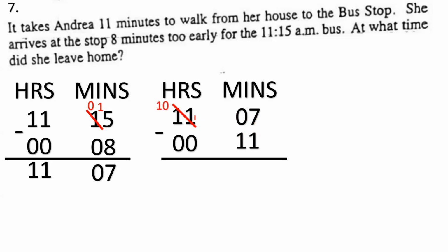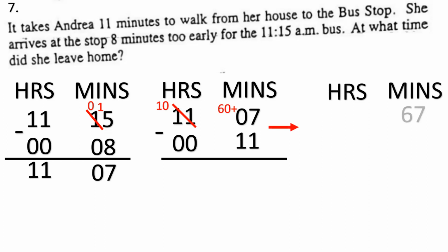And so we have to borrow that and send it over to the minute side. Remember, we're borrowing a whole hour and we're putting that into the minute side. So that's going to be 60 minutes because 1 hour is 60 minutes. So again, we're borrowing a whole hour. We can't just put 1 on top of the 0. We have to put 60 because we borrowed a whole hour and 1 hour is 60 minutes. And so if we rewrite it, it's going to be 10 hours and 60 plus 7, that's going to be 67 minutes.